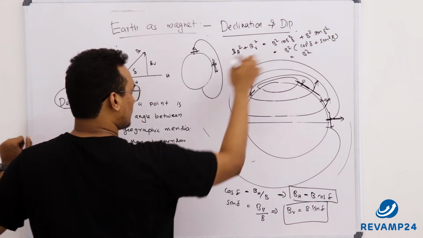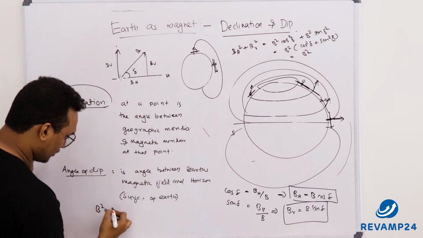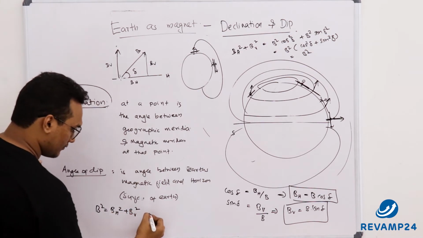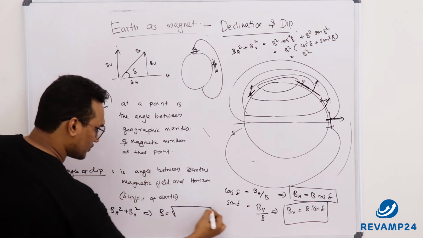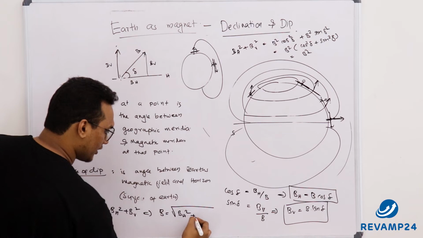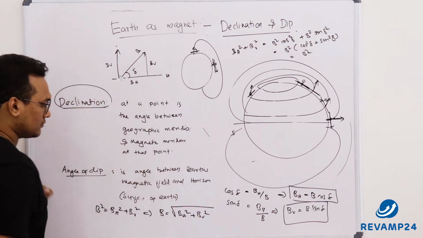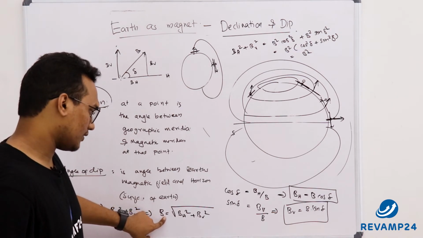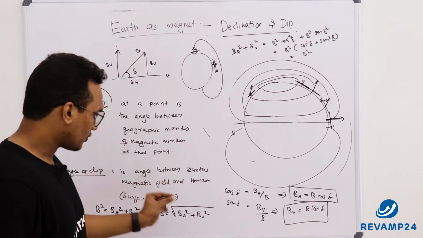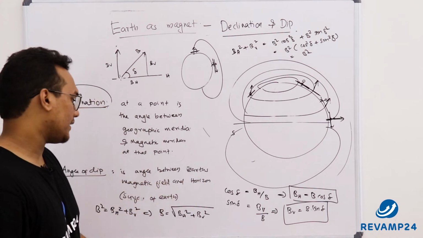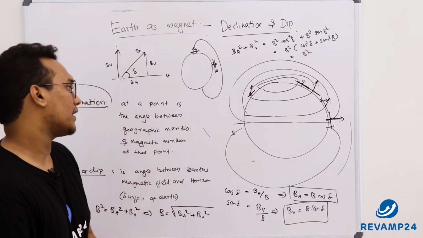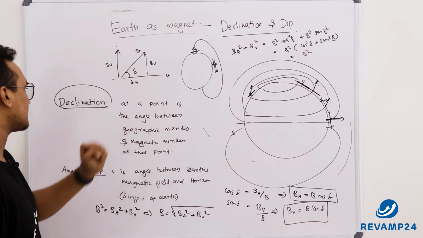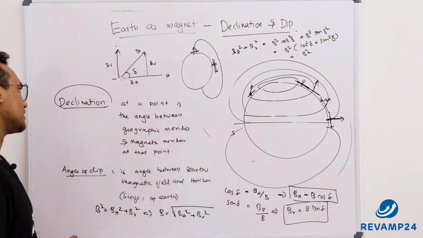So from this I am rewriting the equation here. B square is equal to B horizontal square plus B vertical square. Now this implies that B at a point is equal to the square root of B horizontal square plus B vertical square. What is the definition? The magnetic field at a point on the surface of earth is equal to the square root of the horizontal component squared at that point plus the vertical component squared at that point. So these two concepts are very simple to understand if you know the concept, and very important from this chapter.